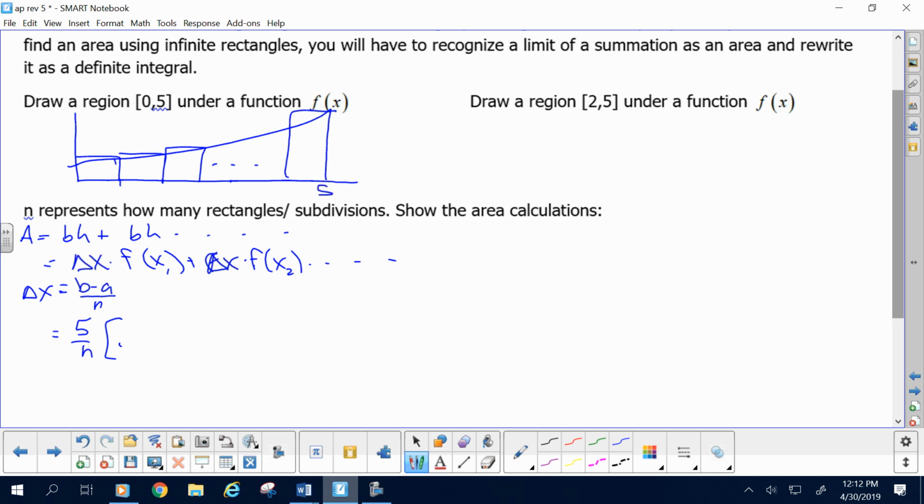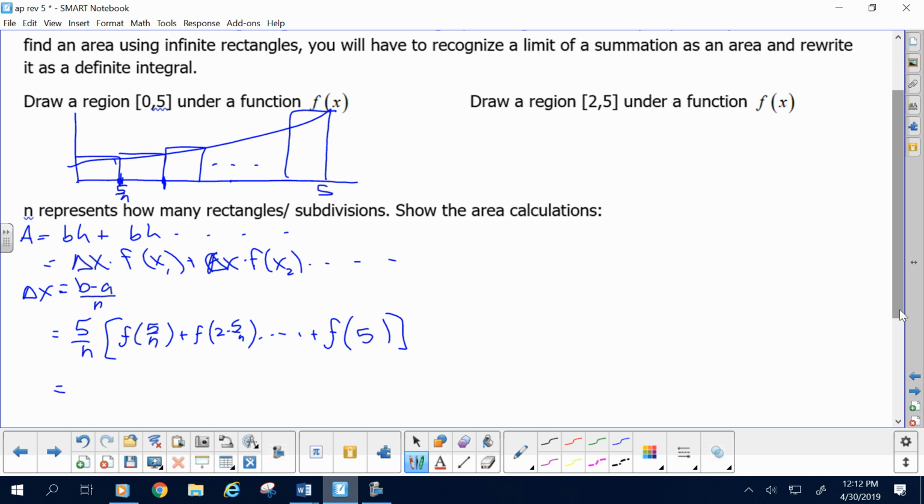Because it's a common base, equal subdivisions, we can factor that out. The first height is f at, if I use right rectangles, then I started at 0 and went over 5 over n, so the first height would be f at 5 over n. The next height would be f at 2 times 5 over n, until I ended at the nth 5 over n, which simplifies to 5, or f at 5, right?